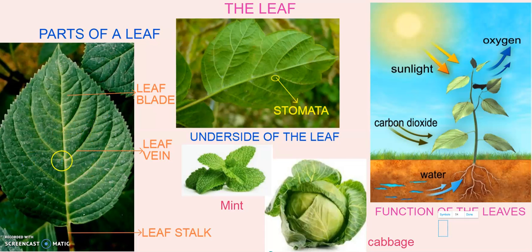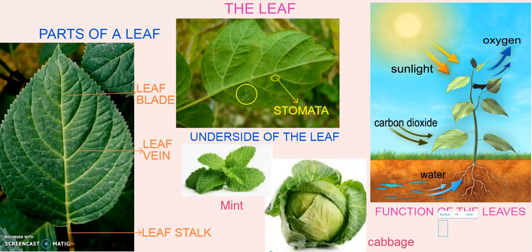There are many leaf veins, and these veins help the leaf to get water and minerals from the plant. And this is the leaf stalk. The veins support the leaf, and sometimes they carry food from the leaf to the other parts of the plant.